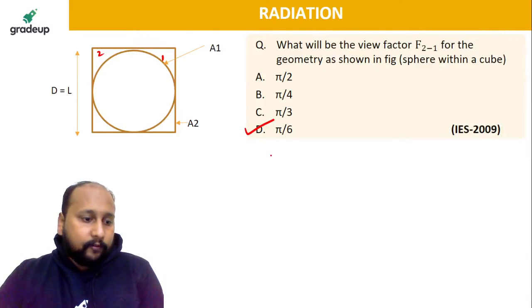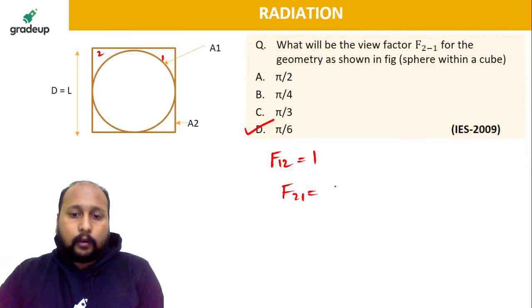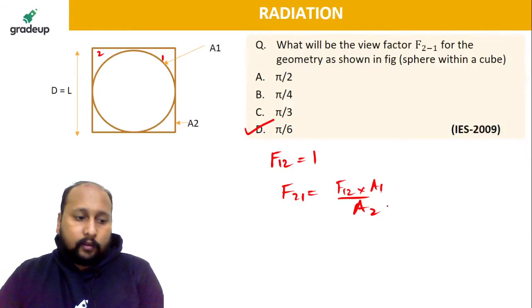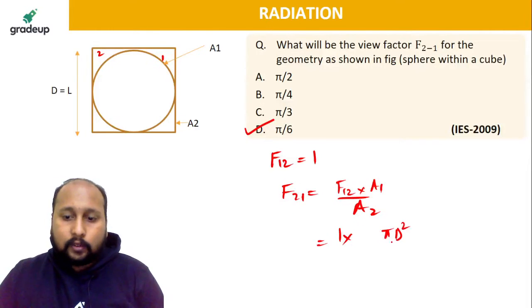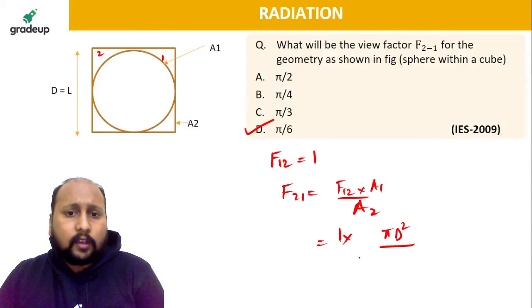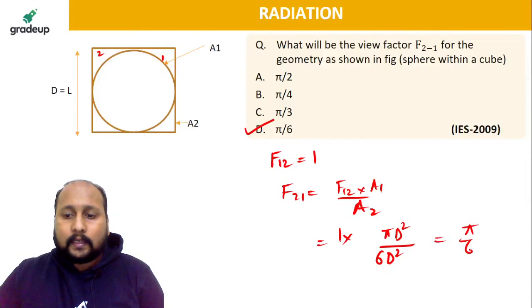It's very easy. We have F21. F12 will be equal to 1. Same concept again and again. So F21 will be equal to F12 into A1 by A2. Very good, Krupa, Kishore, Vivekanand. This is 1. What is area 1? This is 4 pi r square, I can write it as pi d square. The surface area of the sphere, pi d square, divided by the surface area of the cube, 6 into the side d squared. So this is nothing but pi by 6.